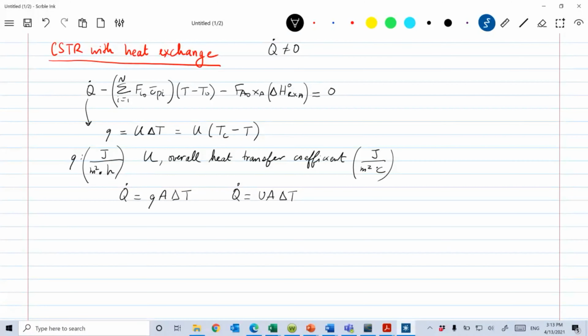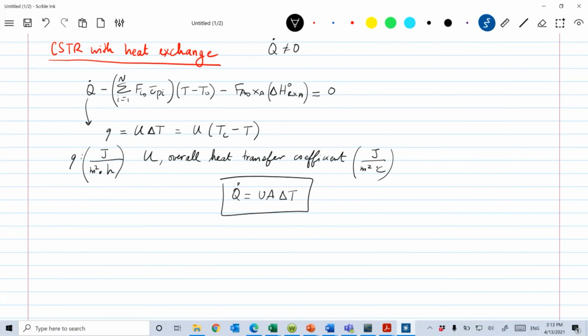Did I do this right? Or did I make a mistake? Never mind. Let's erase that. Does it make sense? So the Q you have is a UA delta T.